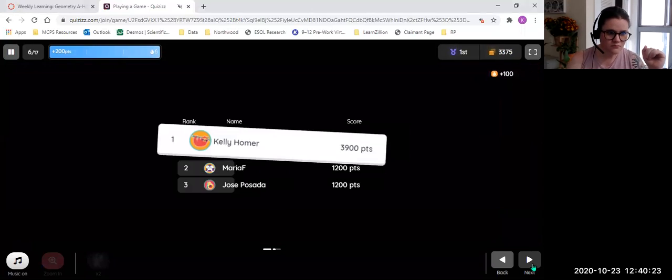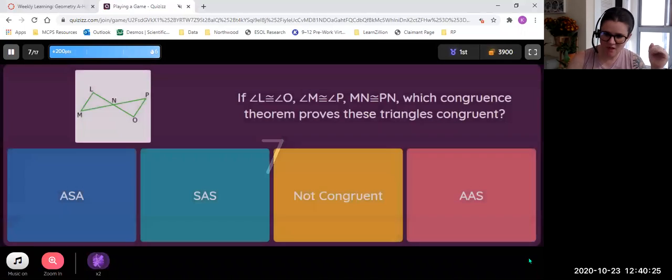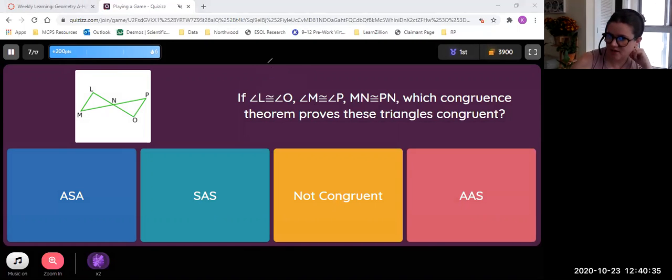Number 6. Sorry, guys. I know you probably haven't done all of them as I have. Okay. If angle L is congruent to angle O. I'm going to draw on here. Might be able to see enough of it to do this. Angle L, so there's only one there, and angle O are the same. Angle M and angle P, this one and this one, and MN is congruent to PN. MN, let me do a different color, red's good. MN is congruent to PN.